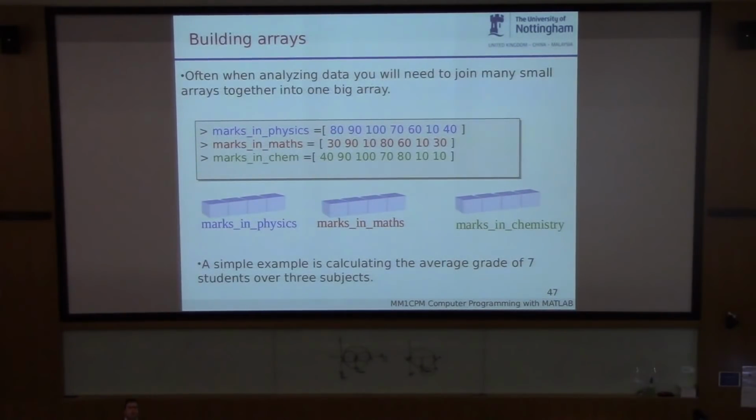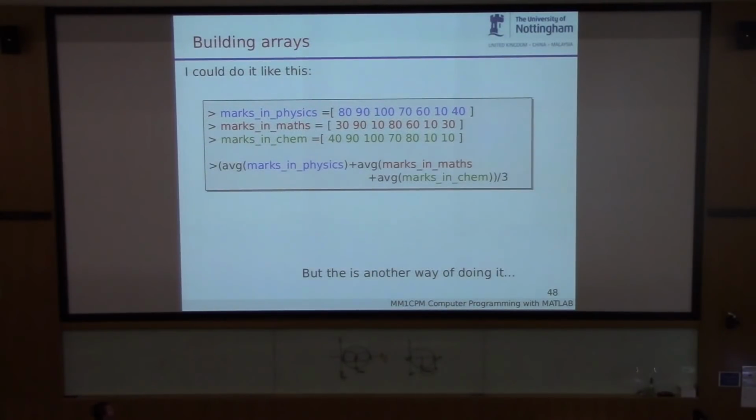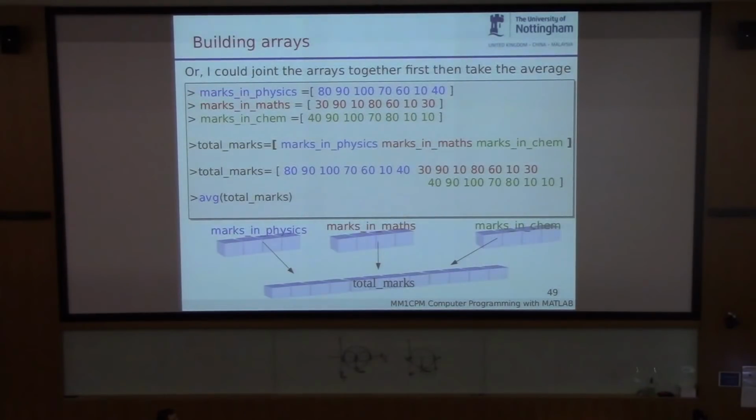Now, I say, can you calculate the average grade of those students? You could do it like this. You could define the arrays, marks in physics, marks in maths, marks in chemistry. Then you could use the average command, AVG, and go, open brackets, average marks in physics, average marks in maths, average marks in chemistry, divided by 3. Okay, that'll get your answer. That'll be perfectly acceptable in an exam. But there's a more elegant way of doing it that's more useful.